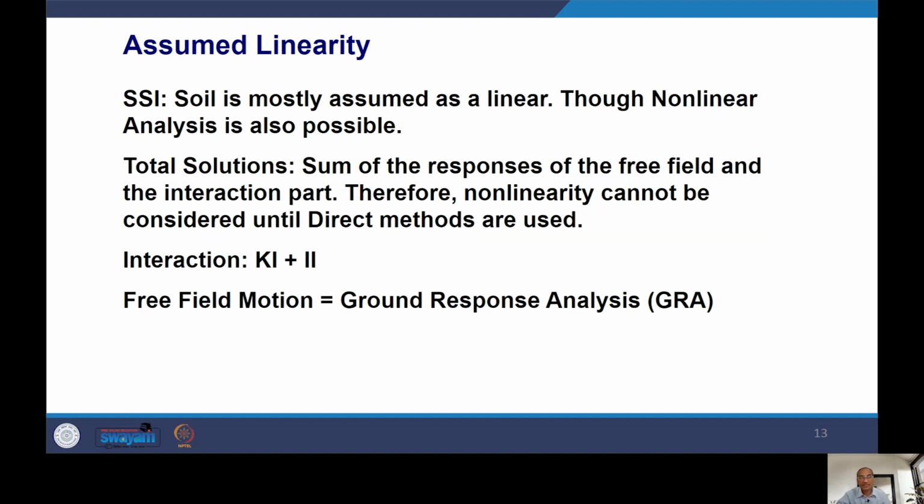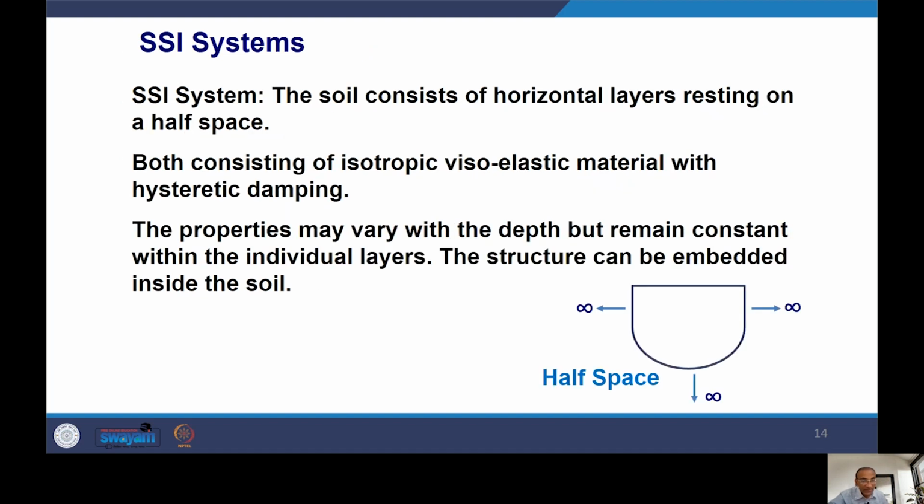So the interaction effect consists of two parts, as we already discussed. One is called kinematic interaction and another is called inertial interaction. And the third one is called free field motion, which can be found out using ground response analysis, or in short GRA. Now continue with that. Let's consider what are the different soil interaction systems. In the SSI system, the soil consists of horizontal layers which are resting on a half space.